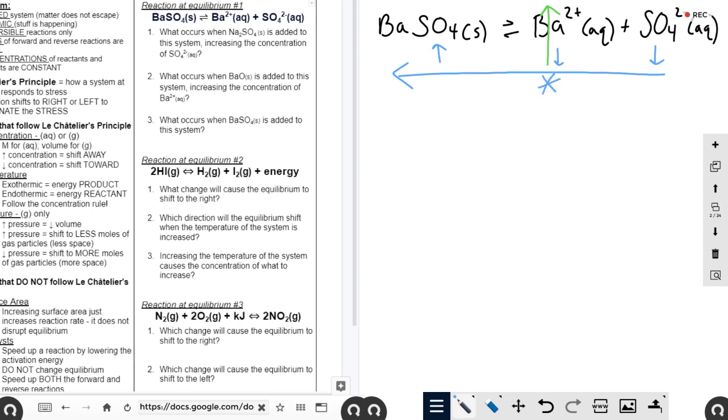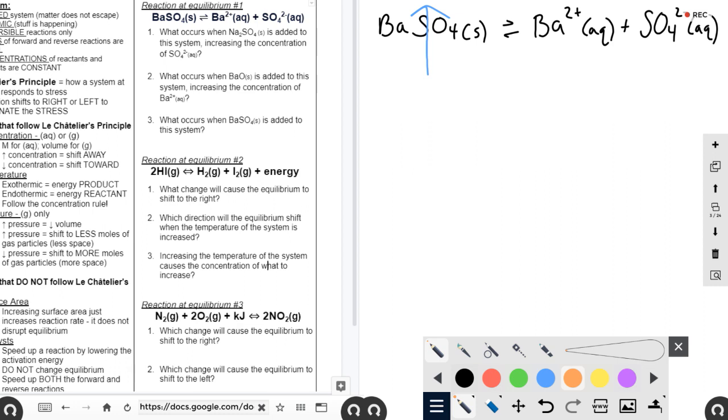This is the crisis. Okay, so again, it shifts to reactants or to the left. All right, what occurs when BaSO4 solid is added to the system? Crisis, crisis, we were at equilibrium, now we are not. So how do I get rid of a crisis? I have too much. Oh my gosh, I need to get rid of it. How do I get rid of it? Well, I need to go this way.